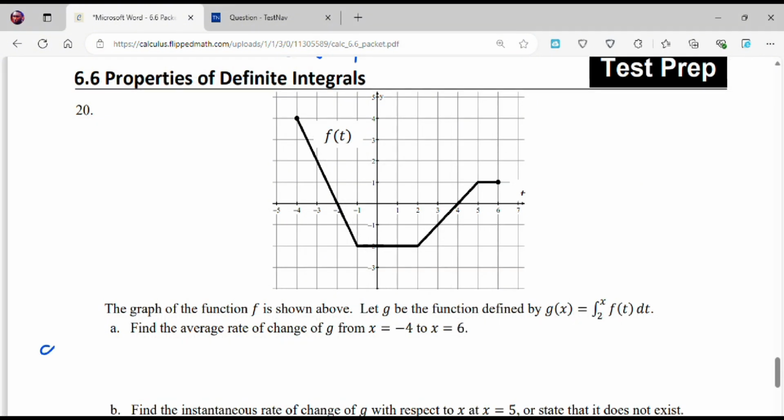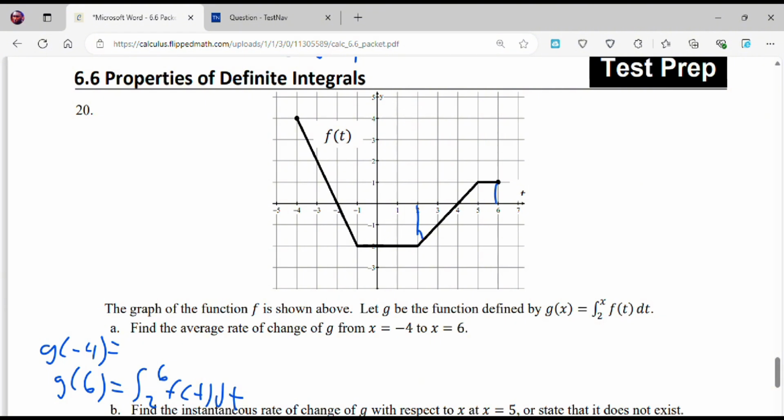We already know what our average rate of change formula is. So we're going to find the values of both g of -4 and g of 6. G of 6 is the integral from 2 to 6 of f of t dt. So from 2 to 6, that is going to give us g of 6.